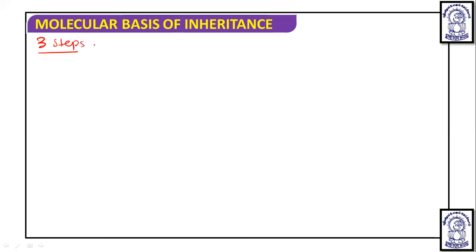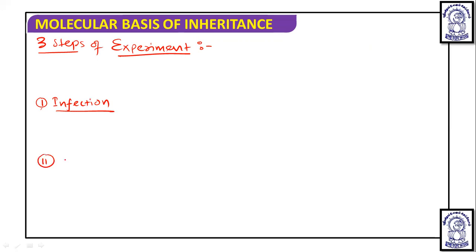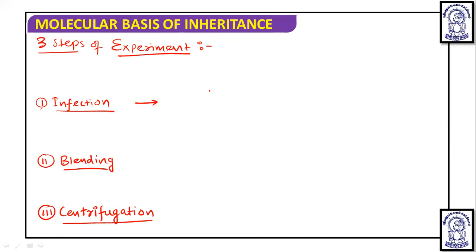The three steps of the experiment: number one is infection, number two is blending, and number three is centrifugation.